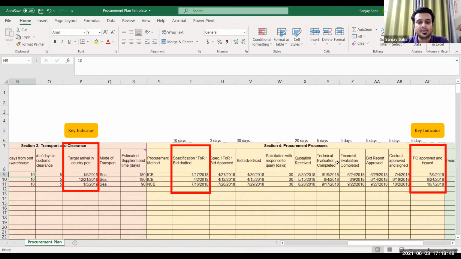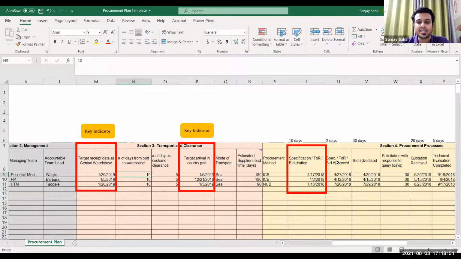Now why is transport and clearance first? You may ask that the procurement process has not started. Why are we talking about transport and clearance first? Because if you remember, we're talking about a backward calculation. So the first thing is, when do we need it at the central warehouse? You can also say, when do we need it at a district warehouse or a hospital, for example. Now we're going backward. Number of days from the port to the warehouse. Number of days in customs clearance, and this number of days may vary.